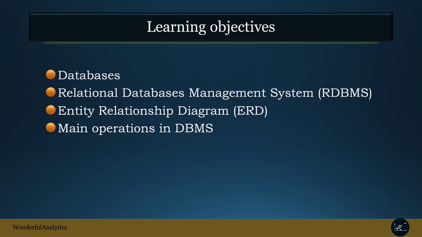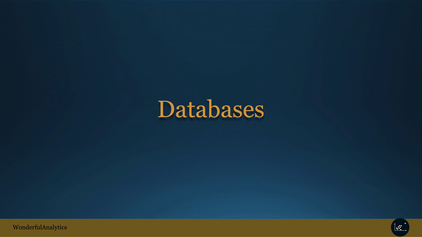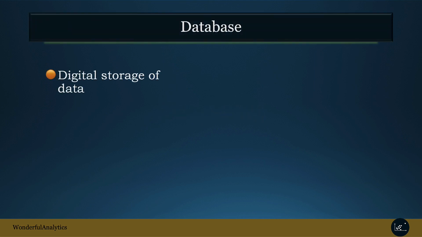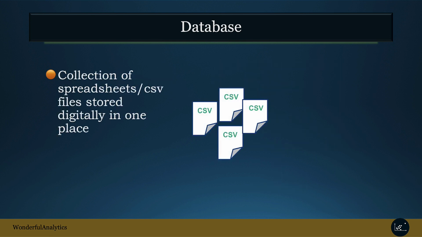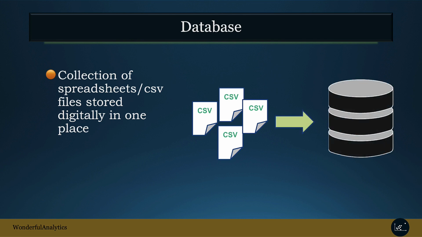Before getting into the relational database, let's try to understand what a database is. We can actually define a database as a digital storage of data. Typically, they are stored in a computer. You might have worked on spreadsheets or CSV files a lot, which contain rows and columns in the sheet. To make it simple to understand, you can think of a database as a collection of spreadsheets or CSV files stored digitally in one place. It may contain one or more than one table. Each table in a database is structured in a table format consisting of rows and columns.